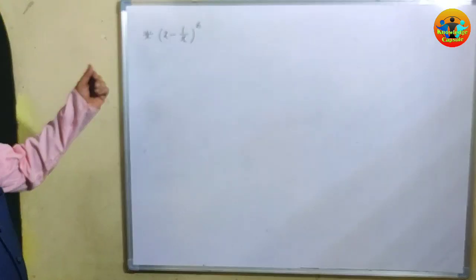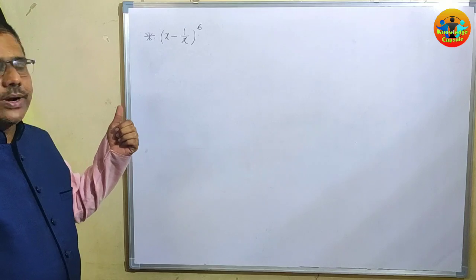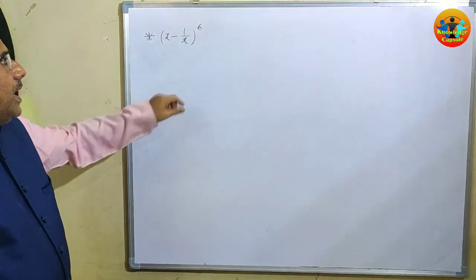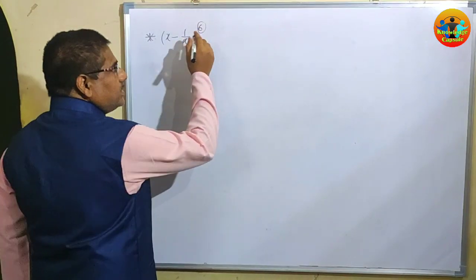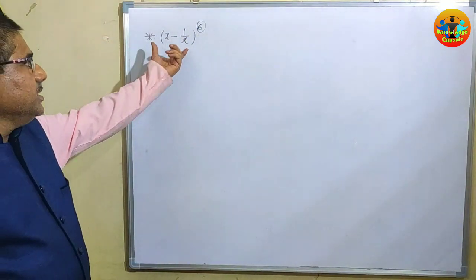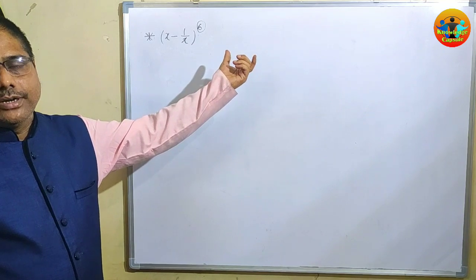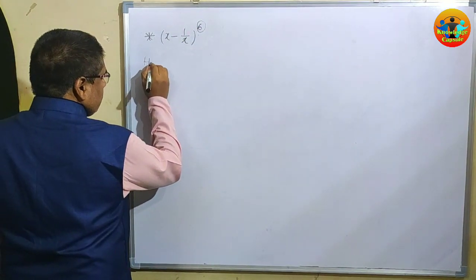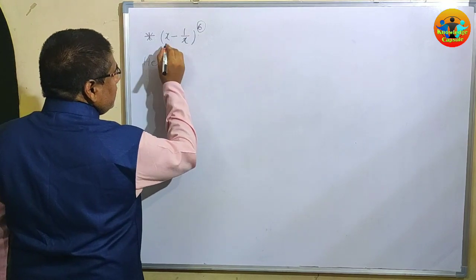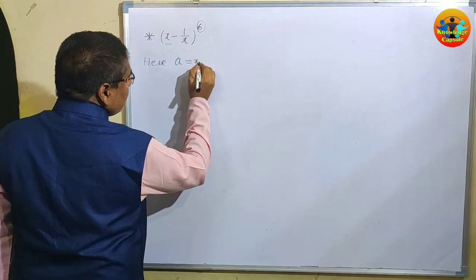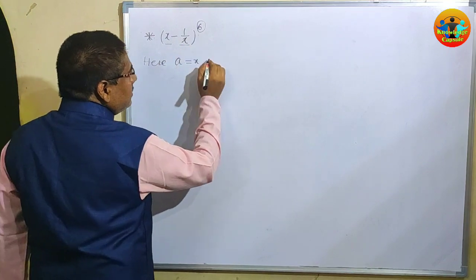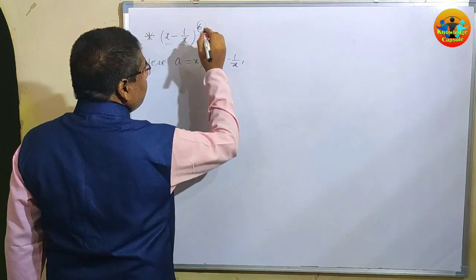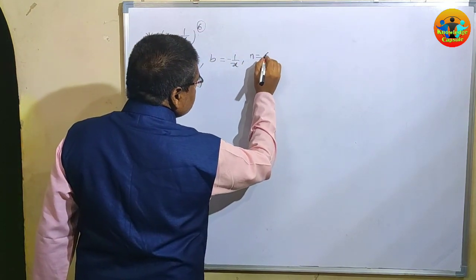Now let's solve this problem. Here we are asked to find the expansion of x minus 1 by x whole raised to 6. As the value of n is 6, the expansion will consist of 7 terms, that is n plus 1 terms. Here the value of a, that is the first term, is x. The value of b, the second term, is equal to minus 1 by x, and the value of n is equal to 6.